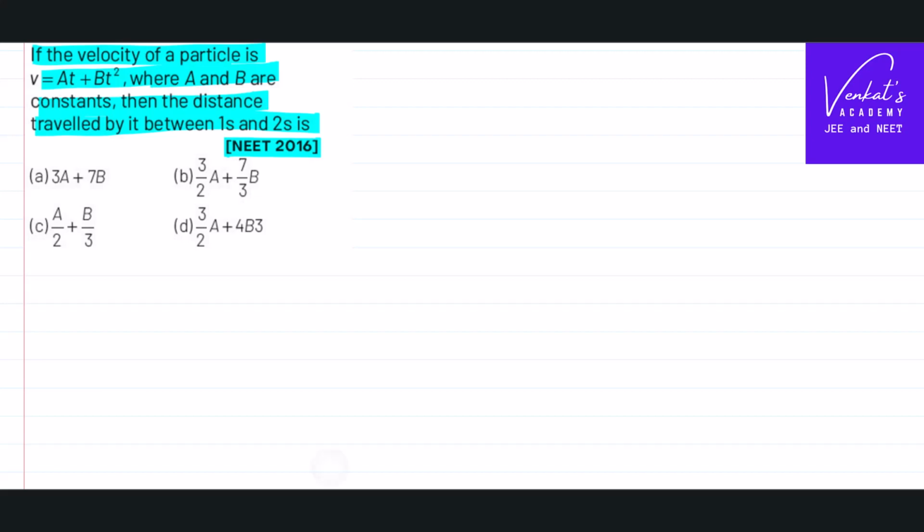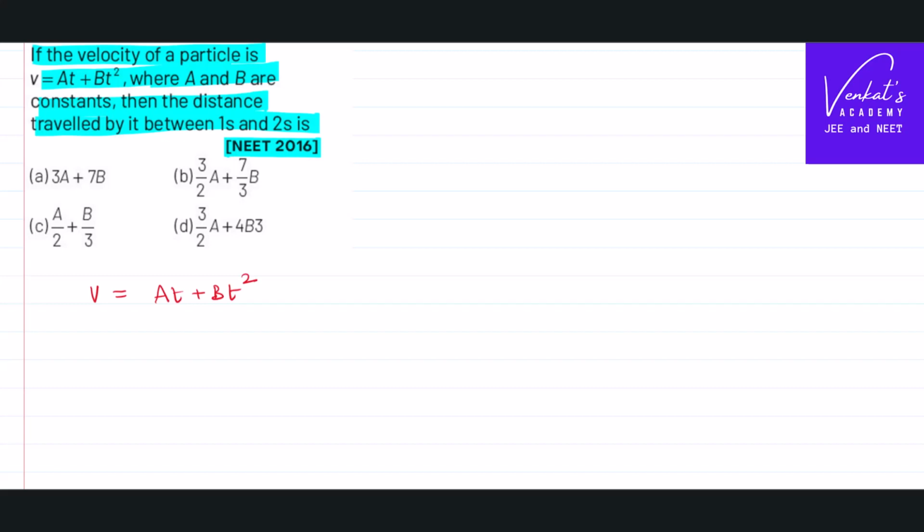So you want to calculate a particular distance it covers between first and second, right? So let's write down first of all what is given for you in the problem. It is given that velocity v equal to at plus bt square, where a and b are constants and t is the time. You want the distance, right?